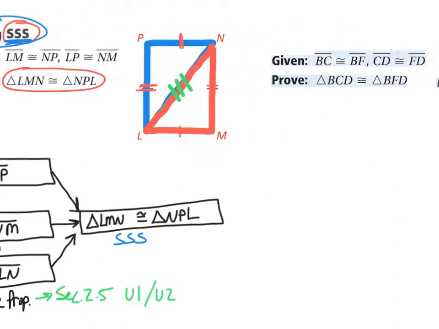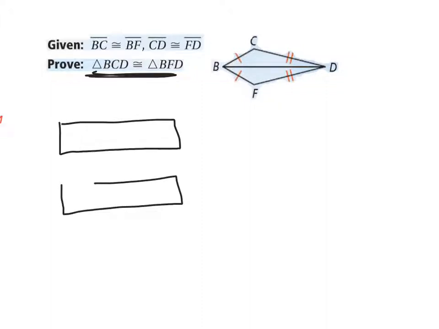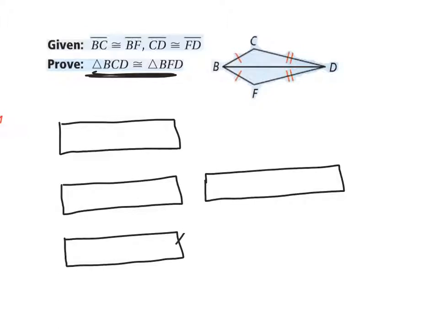Let's try another one. All right, again, I am trying to show that two triangles are congruent, so I'm going to set up that basic structure. We're always going to have that same basic structure when we're trying to prove that triangles are congruent. Okay, and I know that I'm trying to prove that triangle BCD is congruent to triangle BFD.